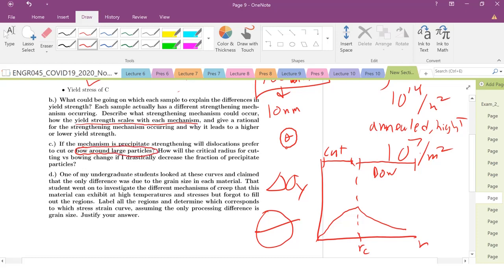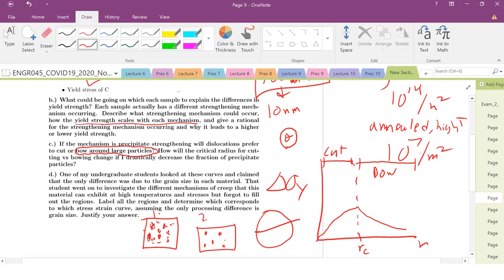How will the critical radius for cutting versus bowing change if I drastically decrease the fraction of precipitate particles? So this is the inverse problem from our lecture. We said that if I have 2 scenarios, with particles that are all approximately the same size, but in scenario 1 I have a ton of particles, and in scenario 2 I have only a few particles, which is going to have the larger critical radius?